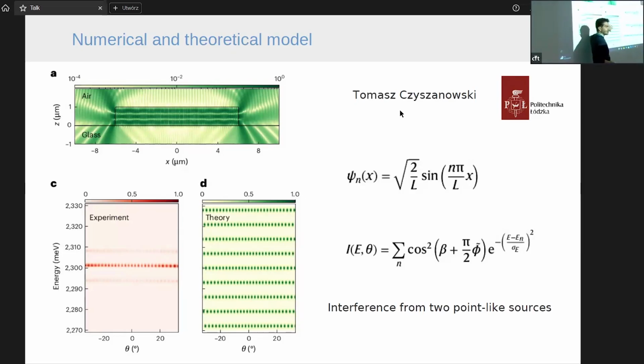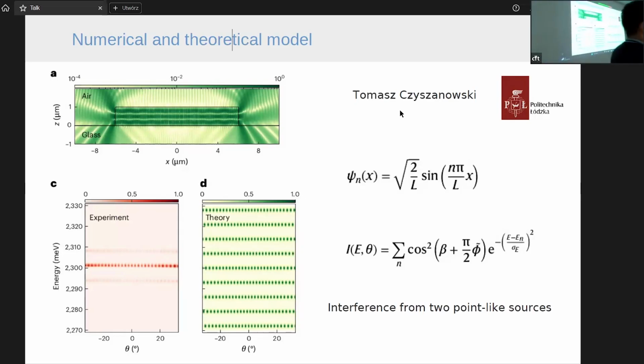In this very simple theory, we say nothing about the gain. We just try to predict the interference from two point-like sources. So that's why this effect is not captured. Well, okay, this is a very simplified theory. We can improve it to take into account this effect.